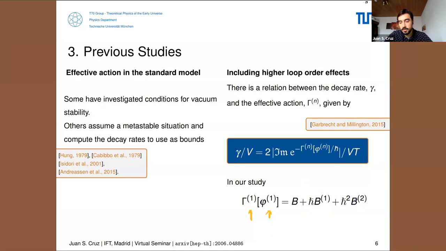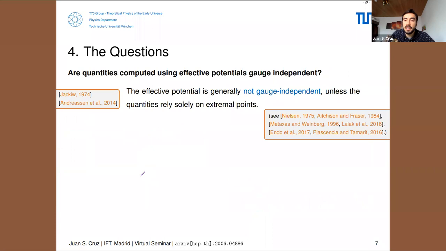So as we will see further on, the non-homogeneity of the background will have an impact on the background itself. Namely, it will modify the equation of motion associated to the background and will then change the background itself and include some corrections. So having said this, now I will give you the questions we're after.